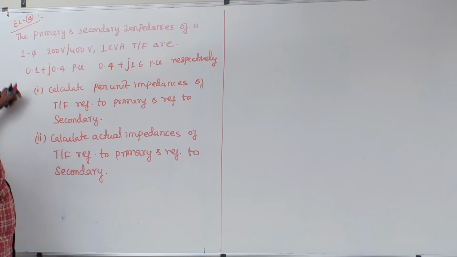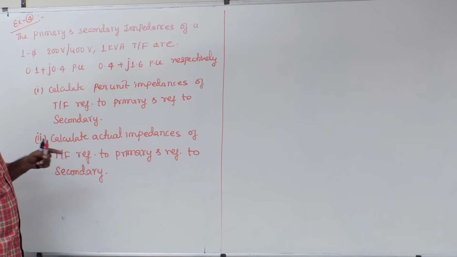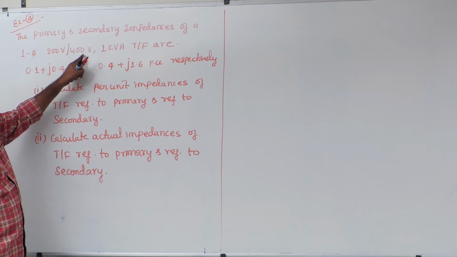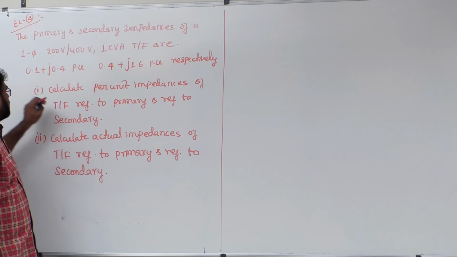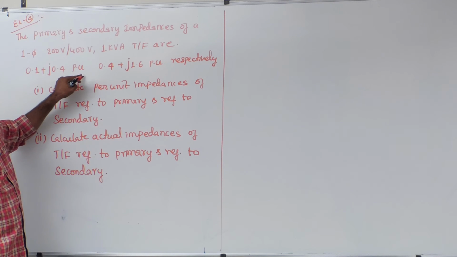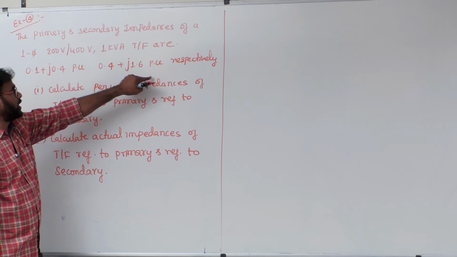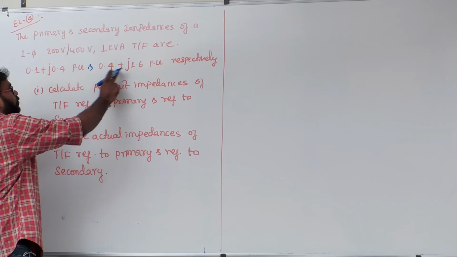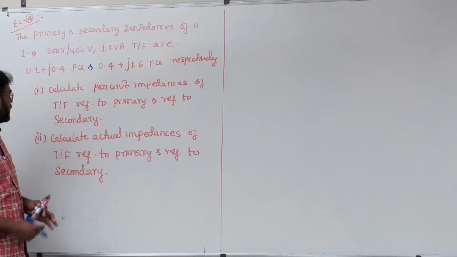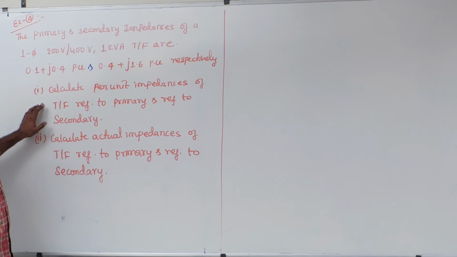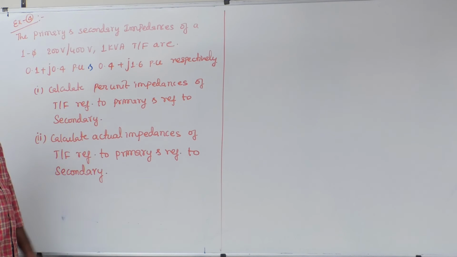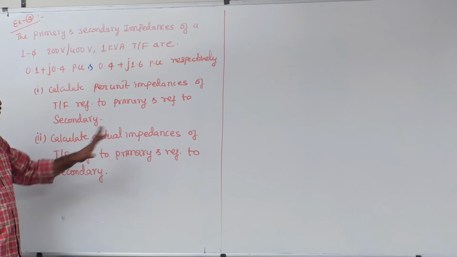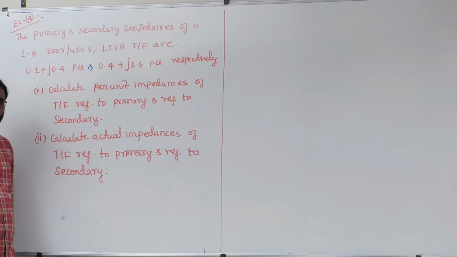Now we'll see this example. The primary and secondary impedances of a single phase 200 volts by 400 volts 1 kVA transformer are 0.1 plus j0.4 per unit, 0.4 plus j1.6 per unit respectively. Calculate the per unit impedance of transformer referred to primary and referred to secondary. Calculate the actual impedance of transformer referred to primary and referred to secondary.